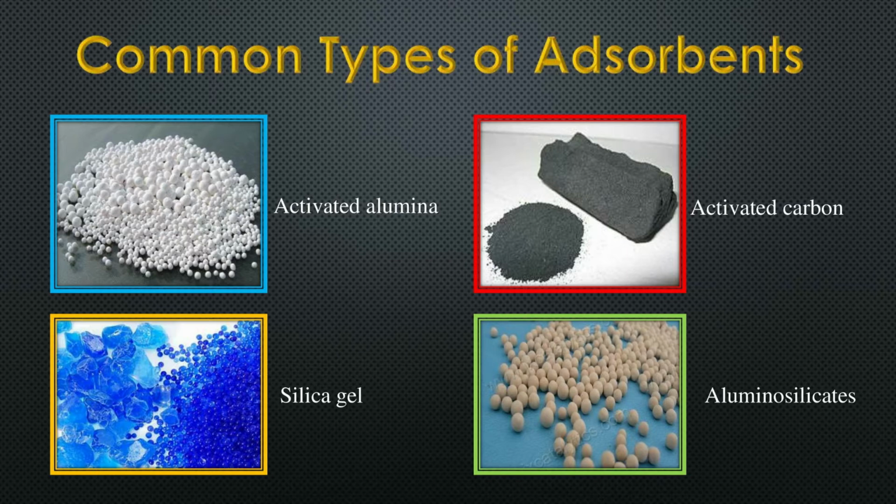Silica gel, a hard, granular, porous material made by precipitation from sodium silicate solutions treated with an acid. Activated alumina, aluminum oxide activated at high temperature and used primarily for moisture adsorption. Aluminosilicates, porous synthetic zeolites used primarily in separation processes. And synthetic polymers, these are made by polymerizing two major types of monomers.